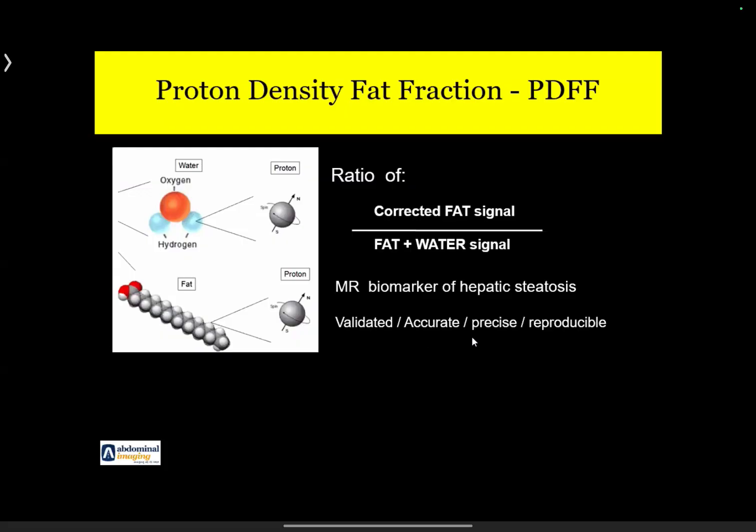It is reproducible on a different vendor machine also, and it is a biomarker of hepatic steatosis. So it is even superior to liver biopsy. We'll talk about that a little later on.